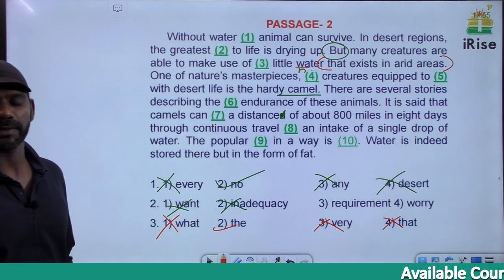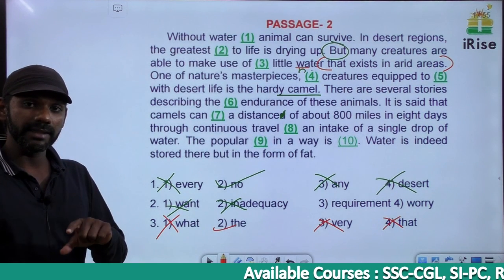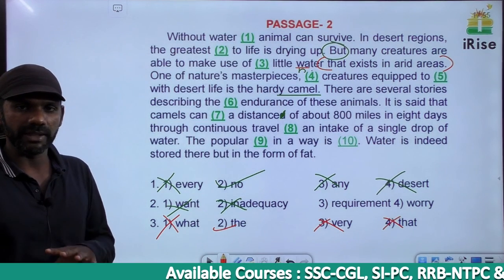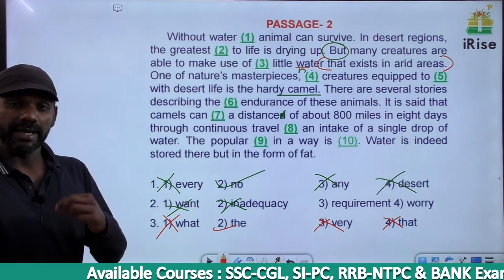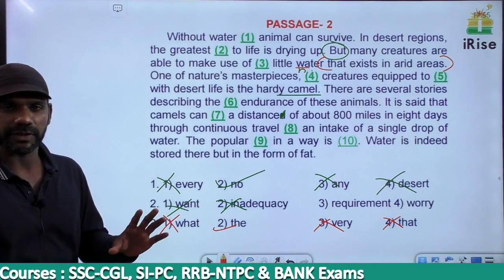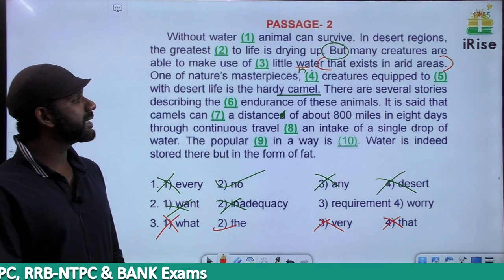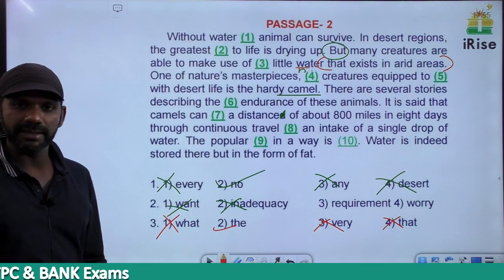The little water. Water is uncountable. Little, a little and the little are used with uncountable nouns. That concept is completely fine. And the little is specific because "the" is a definite article, taken as specific. But many creatures are able to make use of the little water that exists in arid areas.